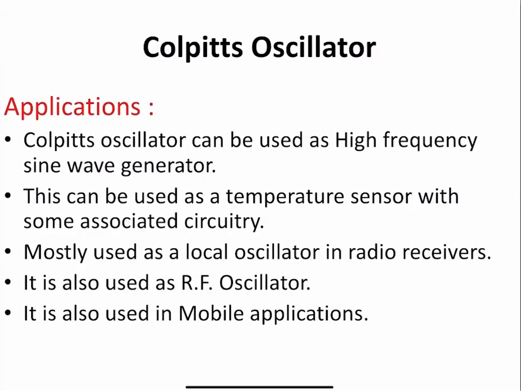Now the applications of the Colpitts oscillator. It can be used as a higher frequency sine wave generator, or it can also be used as a temperature sensor with some associated circuitry. It is mostly used as a local oscillator in radio receivers, and it is also used as a radio frequency oscillator. It can also be used in mobile applications. These are some applications of the Colpitts oscillator.